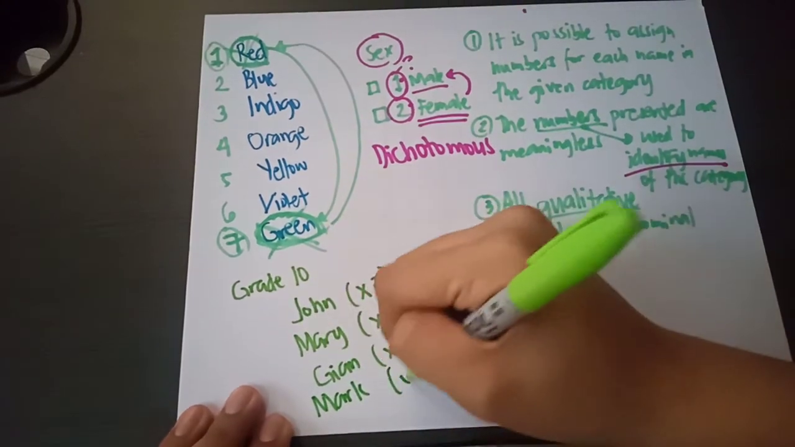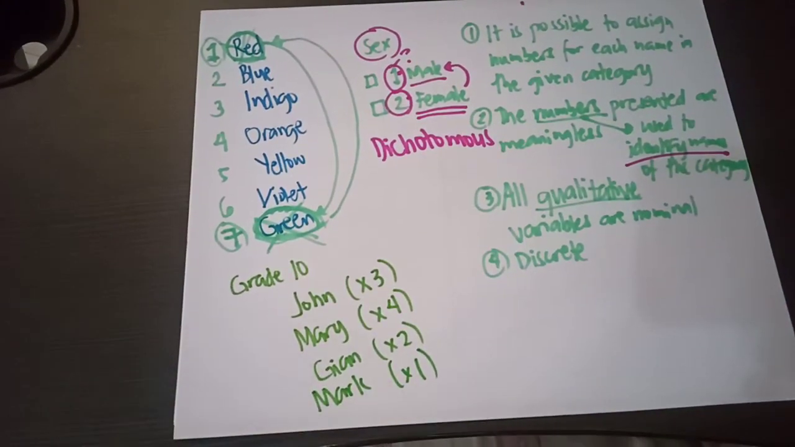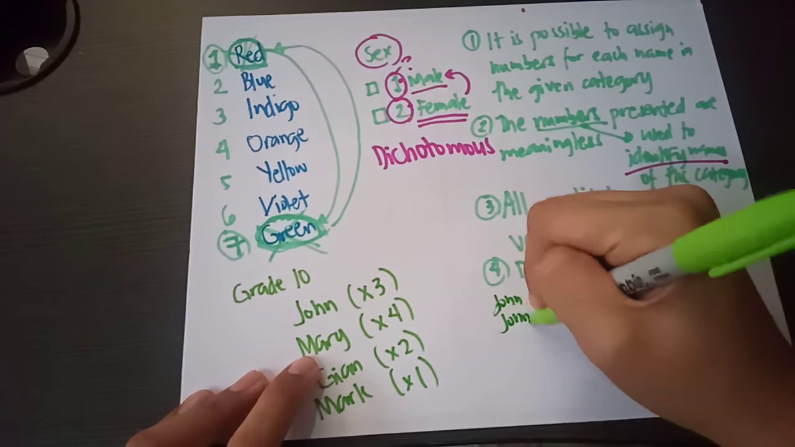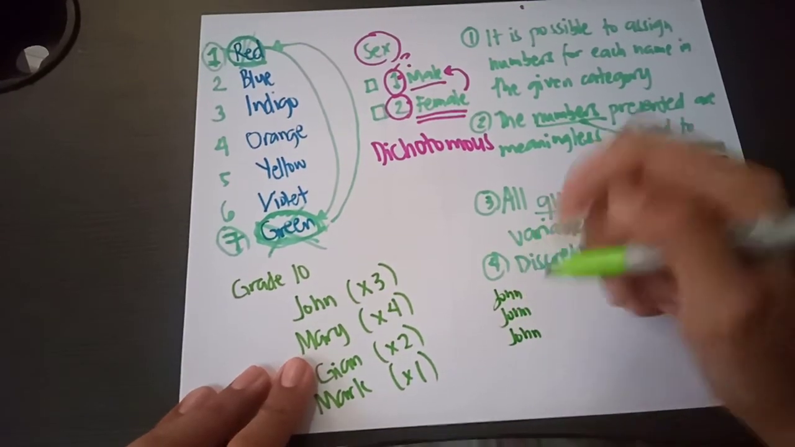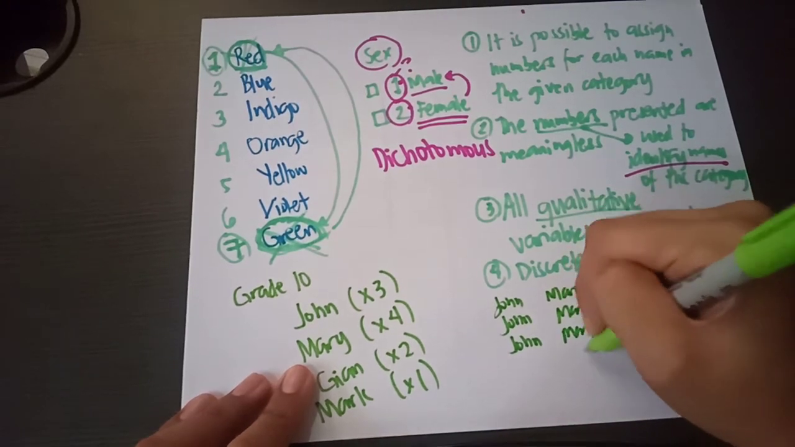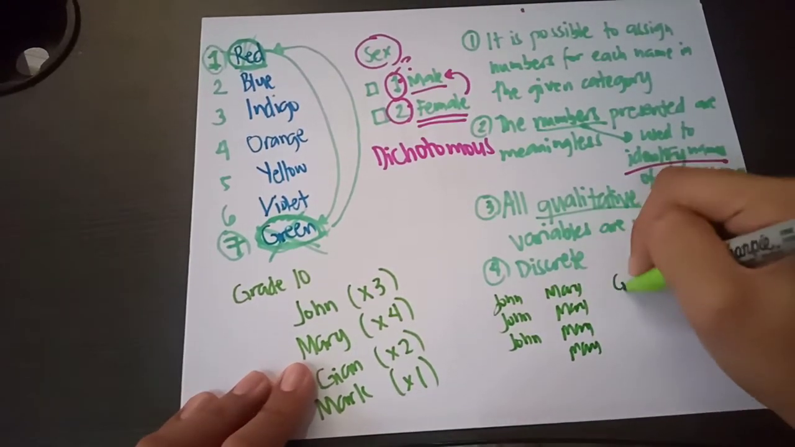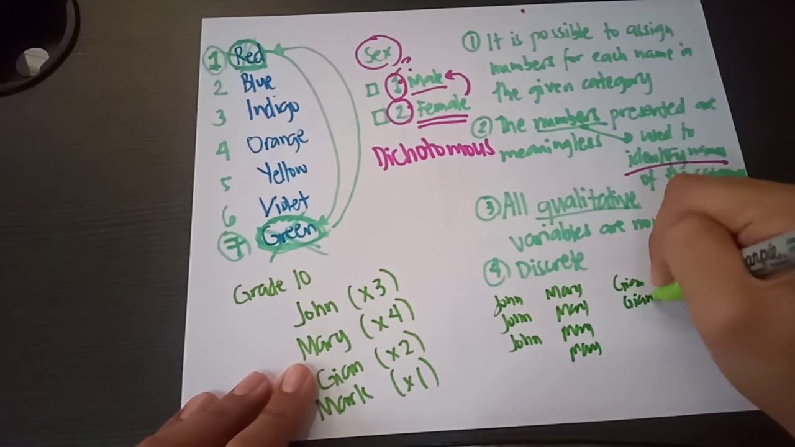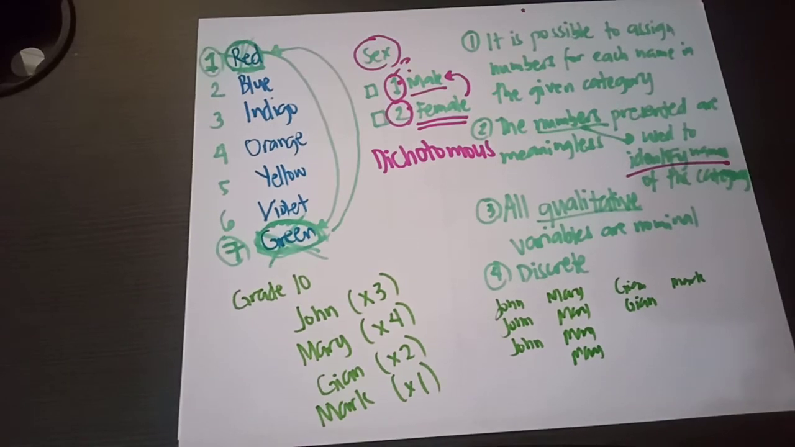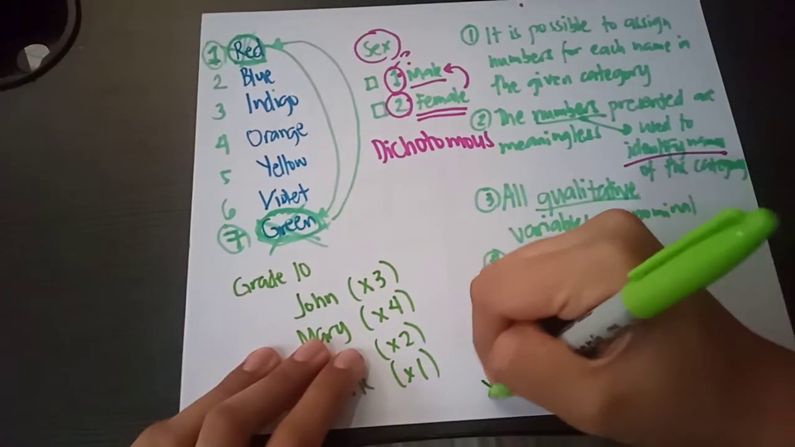Mark only appeared 1 time. So, using this data, let's say we have John, another John, another John, Mary, another Mary, another Mary, another Mary. Let's say we have Gian, another Gian, and let's say we have Mark. In terms of frequencies, can we measure the mean?